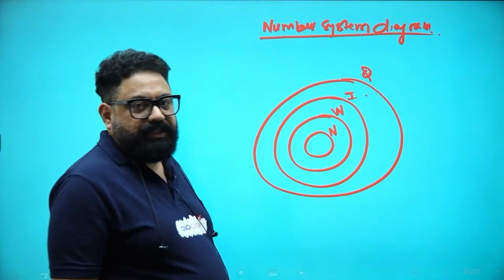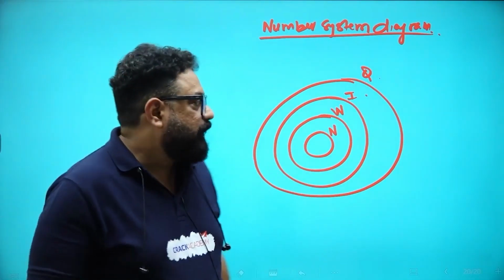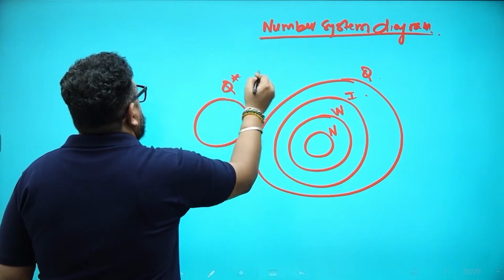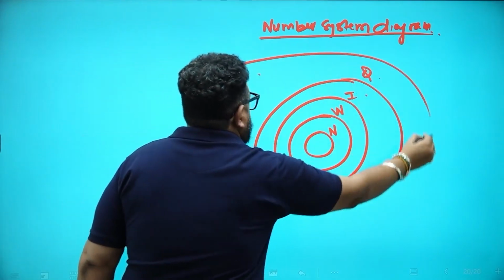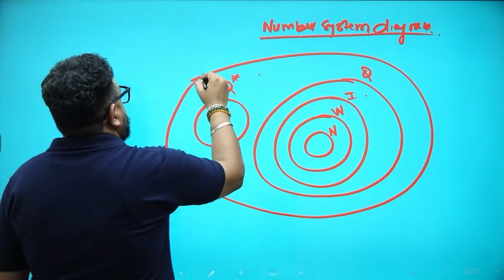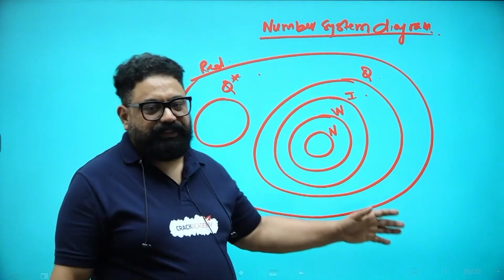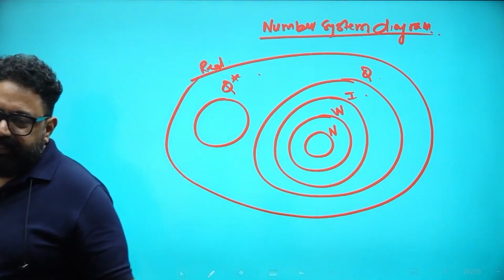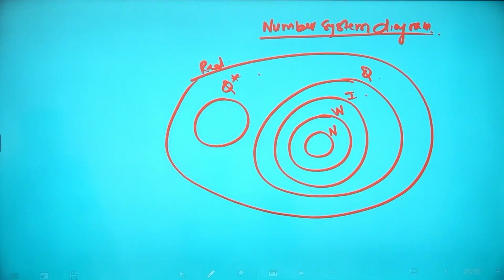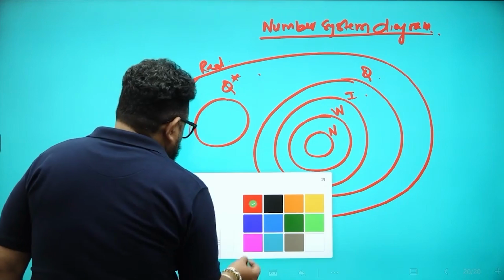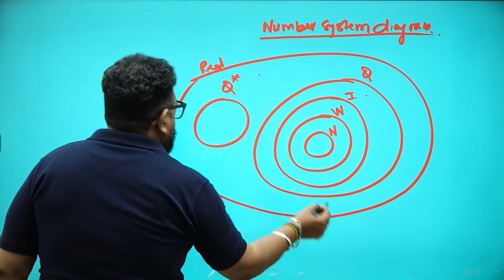Q stands for rational numbers, right? And irrational numbers are totally different. Once you add rational plus irrational, you get real. So this is the exact diagram of the number system that you should have in your mind once you are doing numbers. Though I am going to add one more component, which you may say is not required, but then also you should understand it.